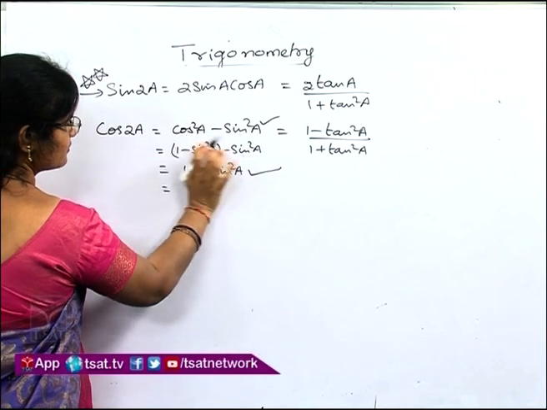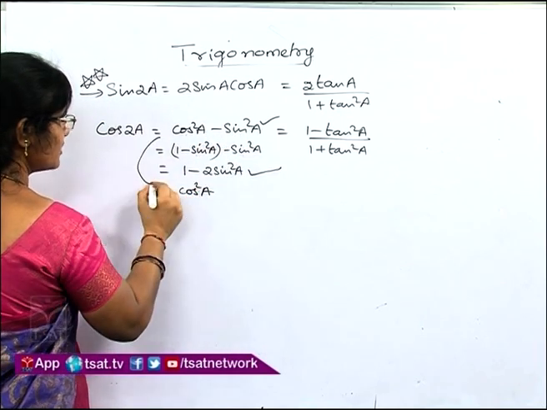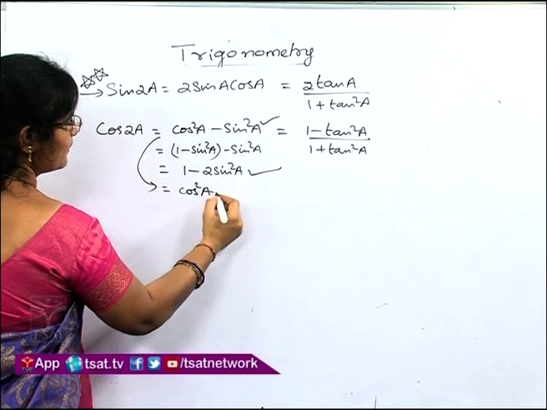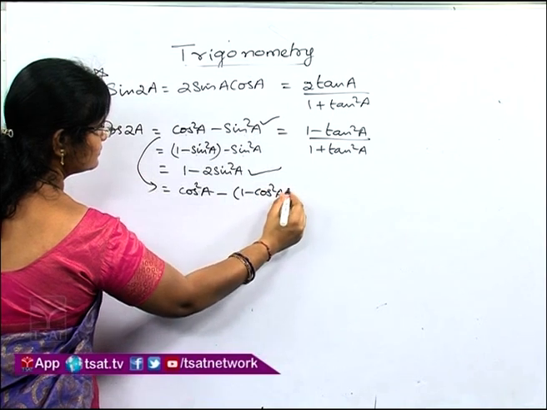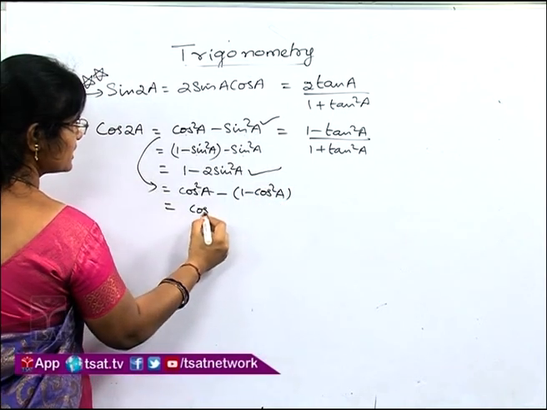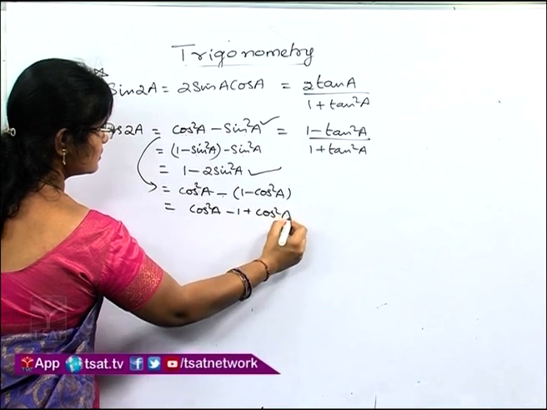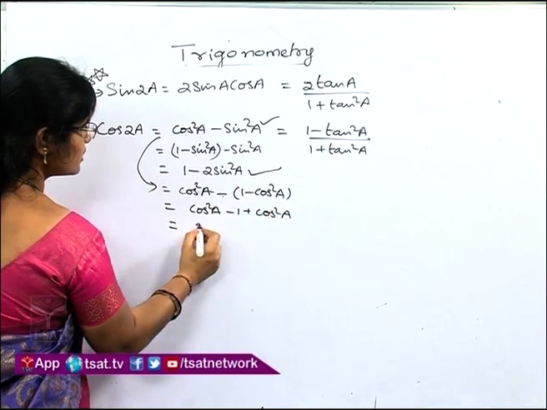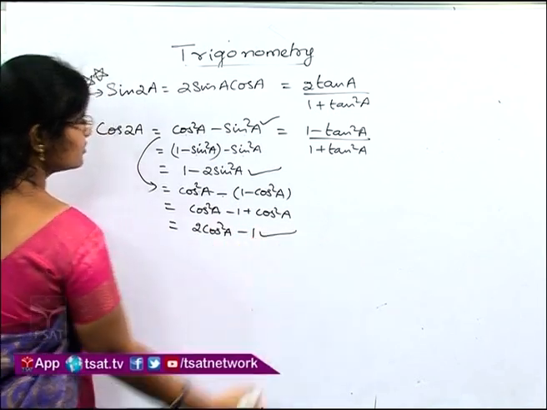Sin, okay, this is cos square a, from here I am writing, minus sin square I am converting in terms of cos square. So, cos square a minus 1, minus into minus plus. So, cos square plus cos square, how much, children? 2 cos square a minus 1. So, this is also one formula.